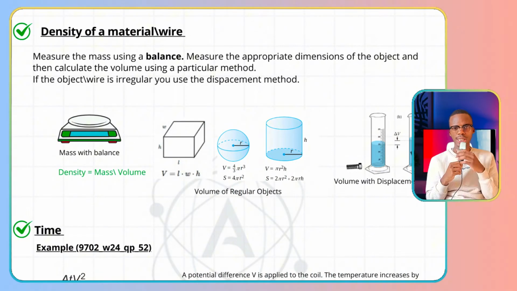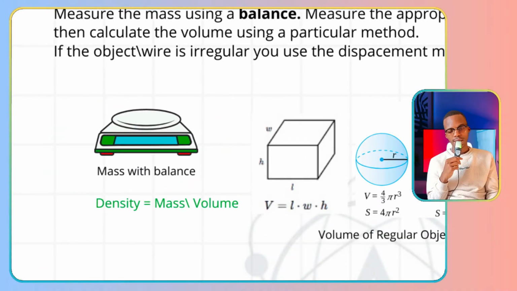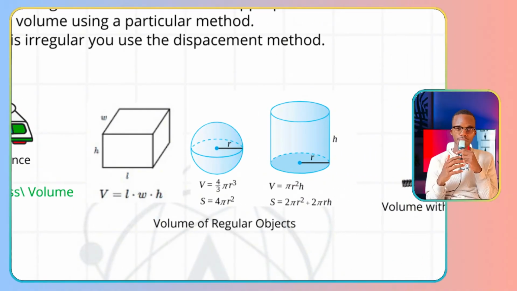Another thing you could be asked to measure that could appear under method of data collection is density. Density of a material, right? So you're going to describe how you calculate density. Number one, you measure the mass using a balance. You're going to measure the dimensions of the object if it's a regular object and there's a known formula. So for example, if you have a cube, it's going to be length times width times height. If you have a sphere, it's 4 over 3 pi r cubed. If you have a cylinder, it's pi r squared h. And to get the density, just divide the mass by the volume, right?